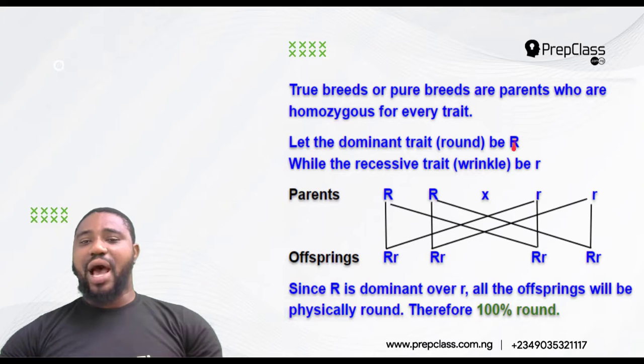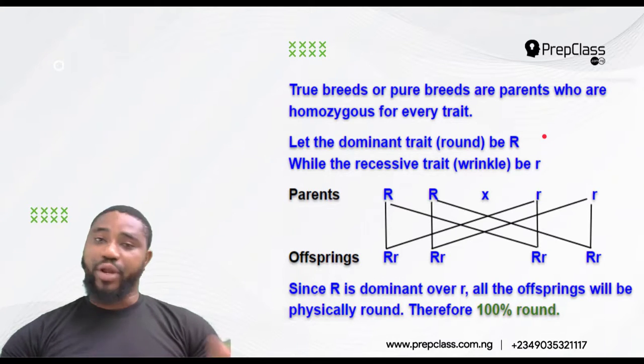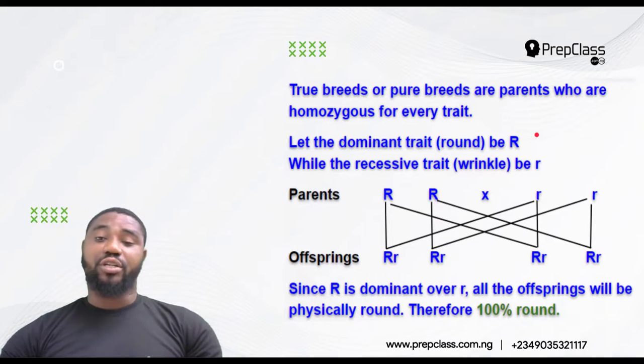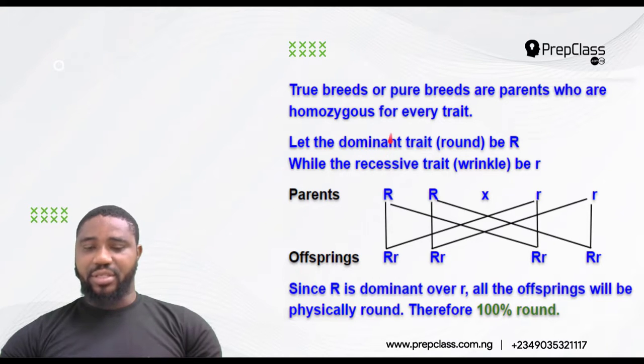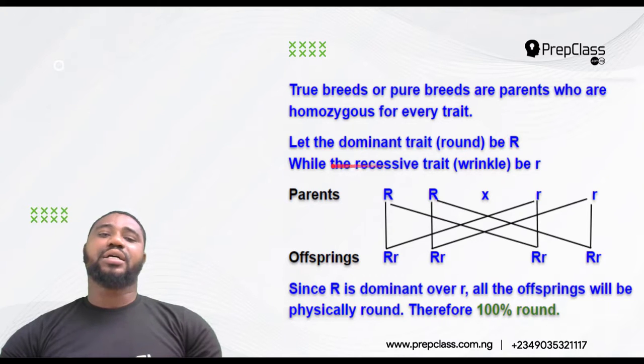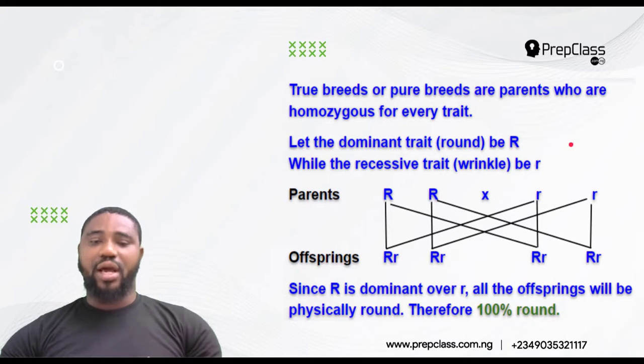You can't use R for round and use W for wrinkle. No. When we are doing gene crossing, we use the same alphabet for the two contrasting traits. But the dominant one carries the big letter, and the recessive one carries the small letter. So the dominant trait round is capital letter R, the recessive trait wrinkle is small letter r.